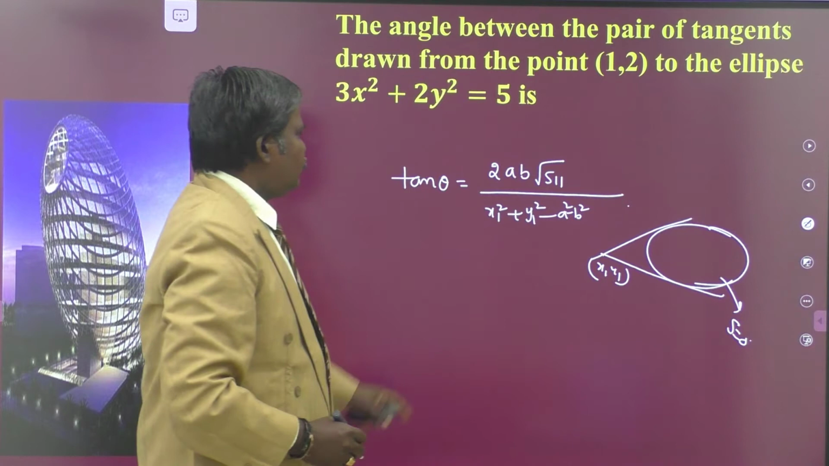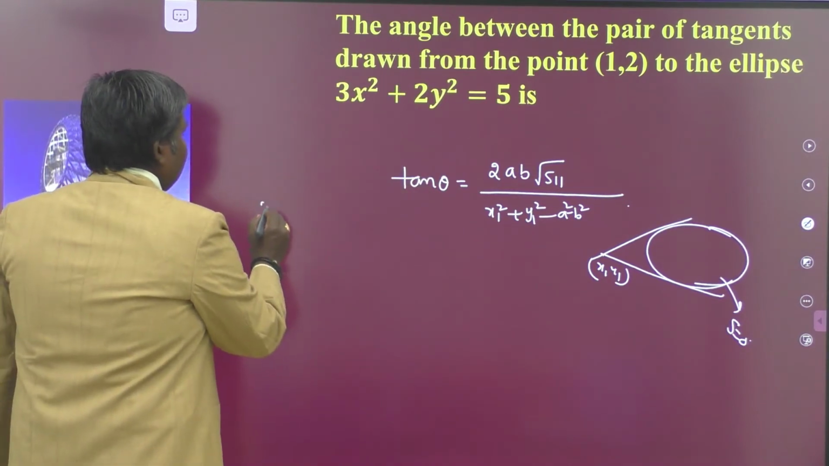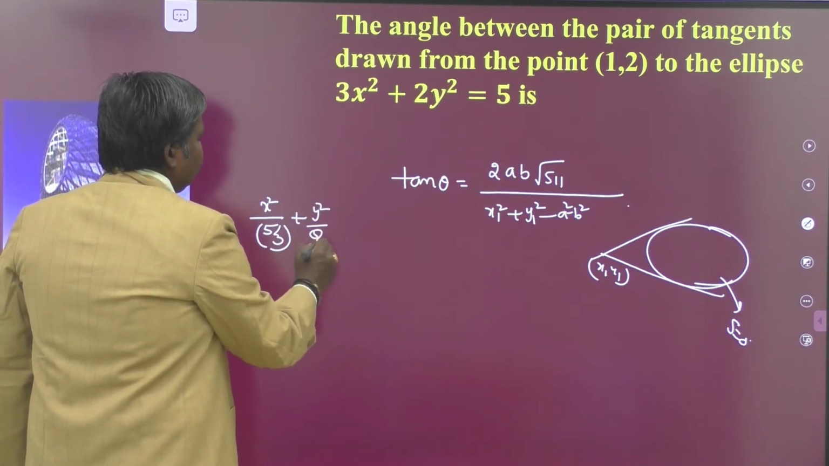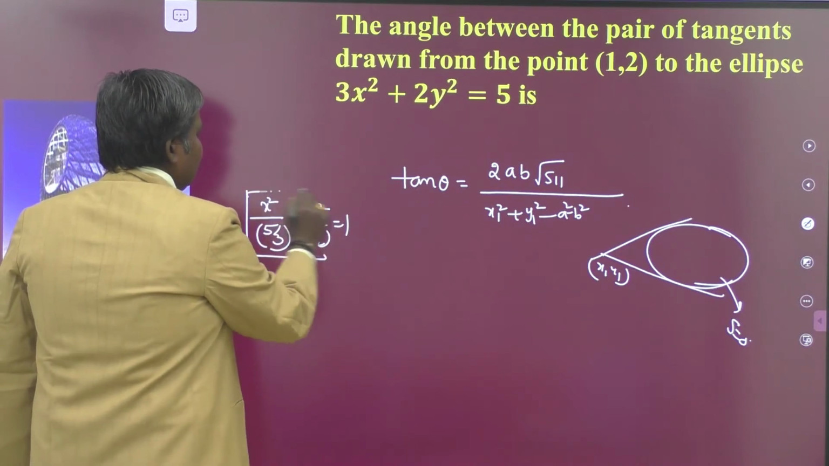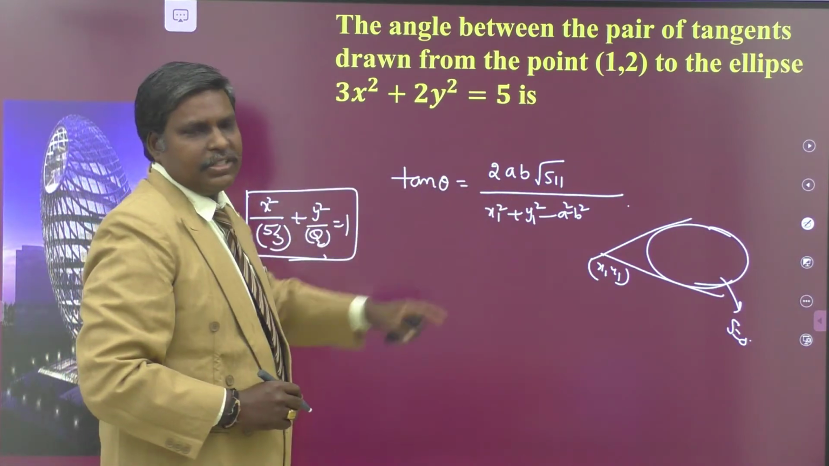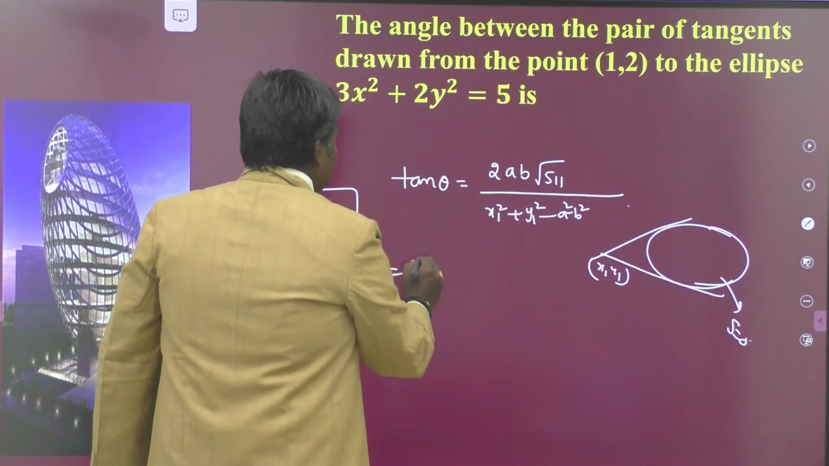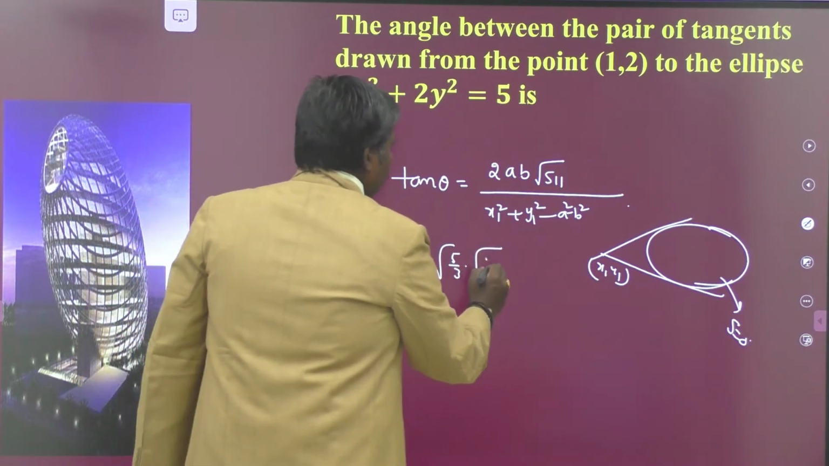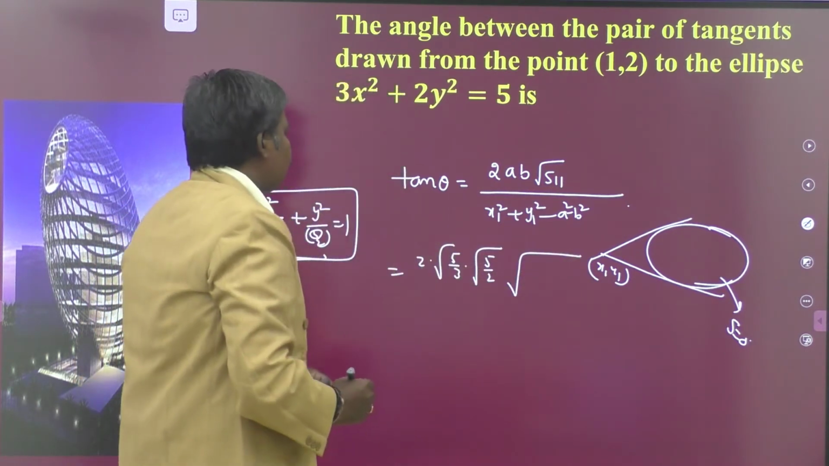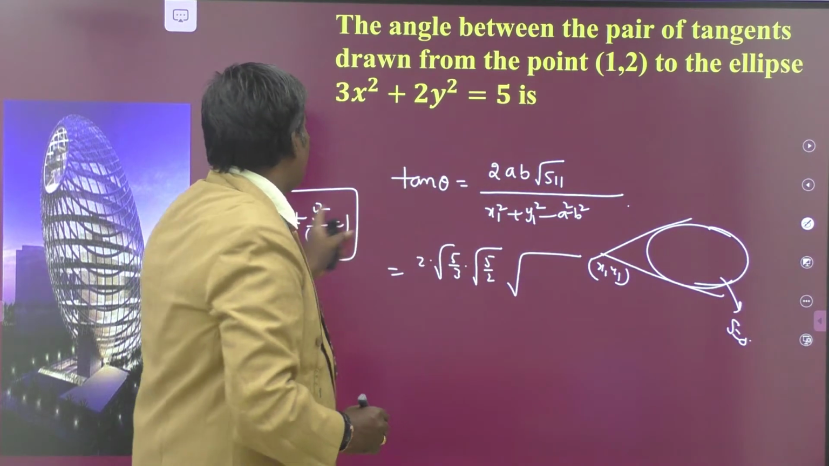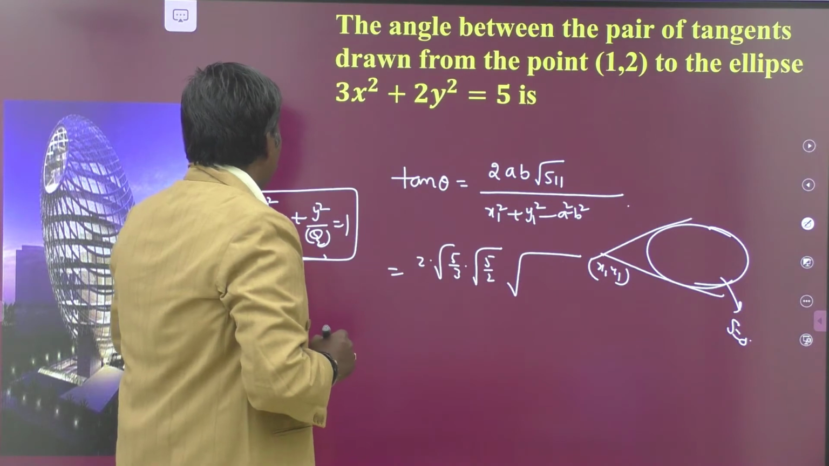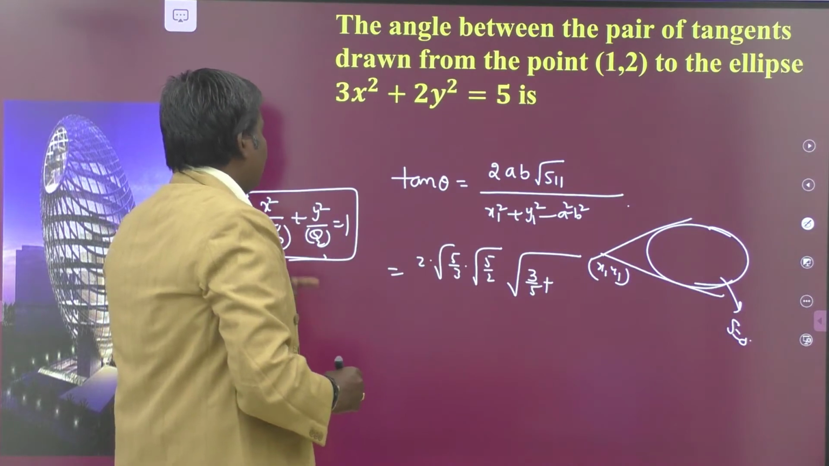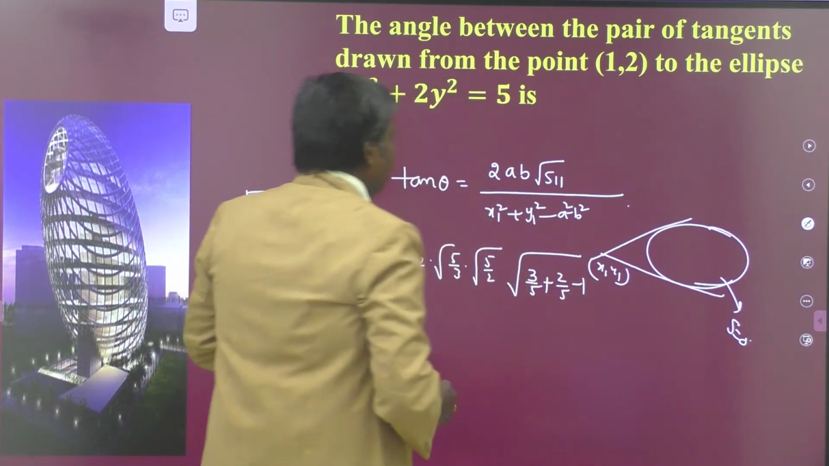Am I correct or not? So write the standard form. First of all, x square by 5 by 3 plus y square by 5 by 2 is equal to 1. This is your ellipse, written in the standard form. So substitute here 2 times of a, means root 5 by 3, into root 5 by 2, into square root of, substitute your point. What is your point? 1 comma 2 here itself. We get 1 by 5 by 3, that means 3 by 5, plus 1 by 5 by 2, that is 2 by 5, minus 1.